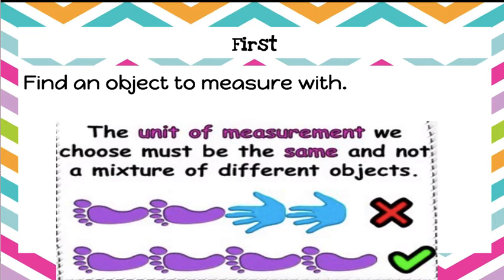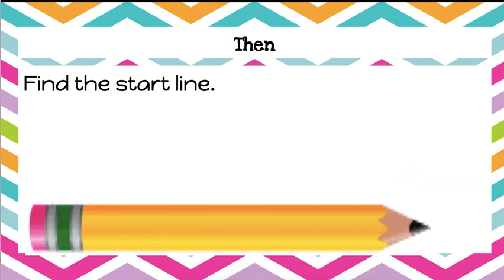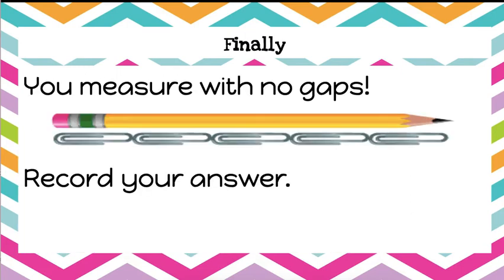So the first thing that you do is you find an object to measure with. The unit of measurement we choose must be the same and not a mixture of different things. So you can't use feet, hands, and hands. You have to just use feet, or you can just use counting cubes or just paper clips. So next you decide whether to measure the height or length. Height is how tall something is, and length is how long it is from side to side. Then you find a start line, like so. And finally, you measure with no gaps and record your answer.